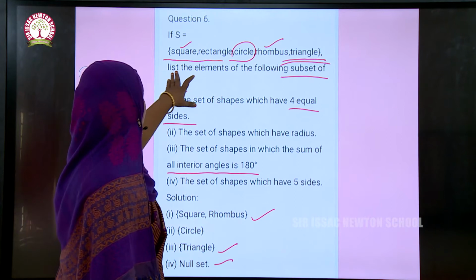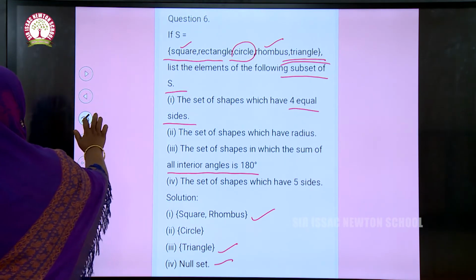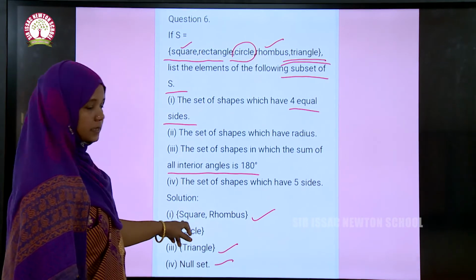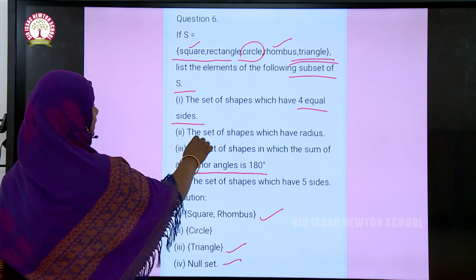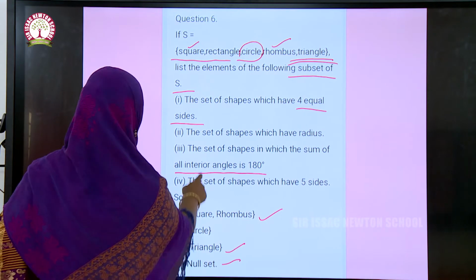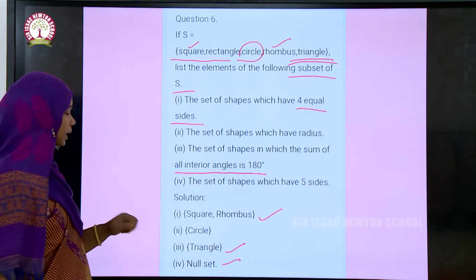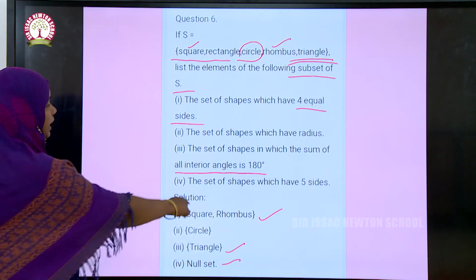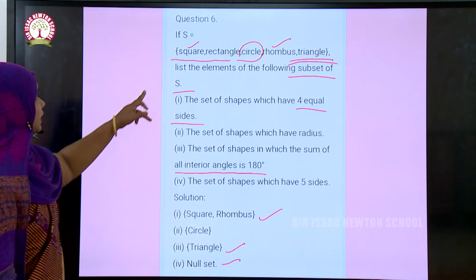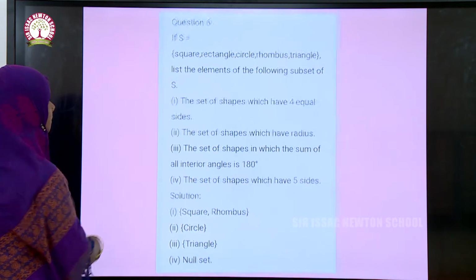Can you all understand? So these are the subsets of the set S. First, the shape which has 4 equal sides is a square and rhombus. Second, the shape which has a radius is a circle. Next, the shape in which the sum of all the interior angles is 180 is a triangle. And the set of shapes which has 5 sides: none of the shapes in this given set has 5 sides, therefore it is a null set.